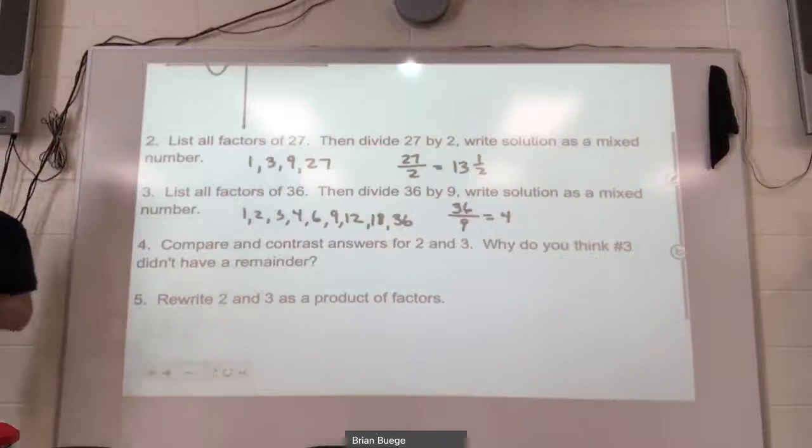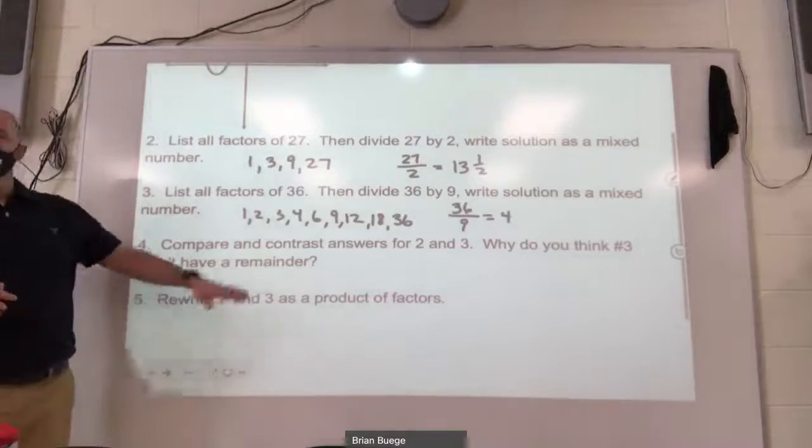Yeah. So, I'm confused. On that one, the bottom one makes sense where it says 36 divided by 9. Yep. And you get 4. But the top one, I'm confused on why you did 27. Oh, it's just 13 then. 0.5? Yeah, 13 and a half. Okay. That's all.